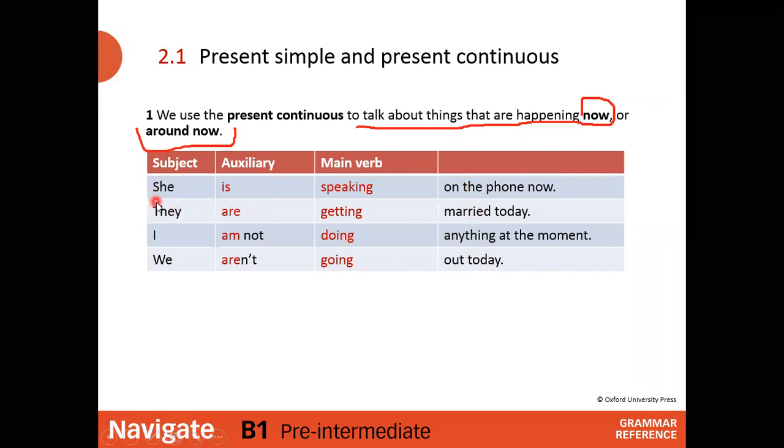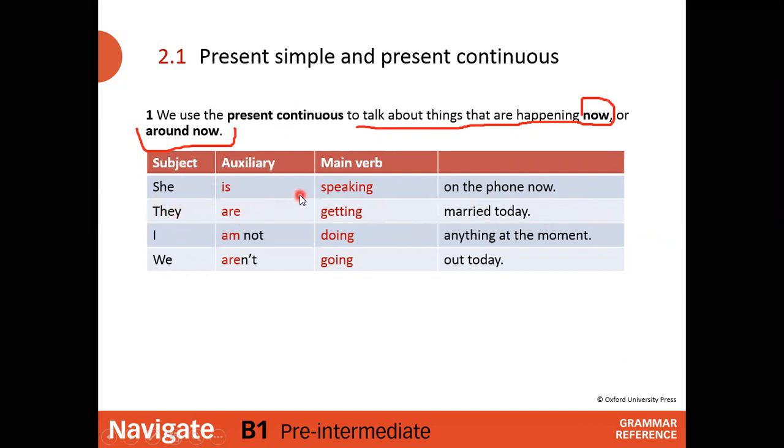Now, let's read examples. She is speaking on the phone now. Here you can see on the phone now. So this action is happening now, okay? The auxiliary verb is is and speak verb, and it takes ing because it's continuous form, present continuous form, right? Next. They are getting married today. So this action is happening around now.